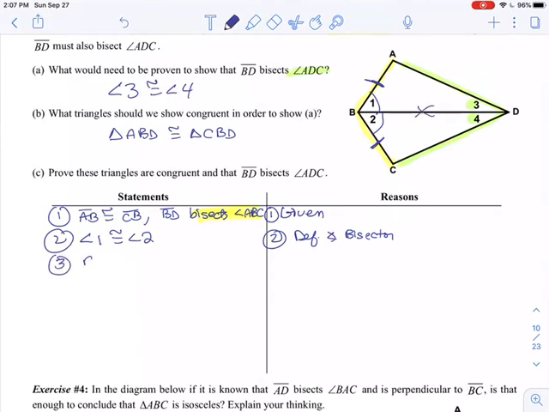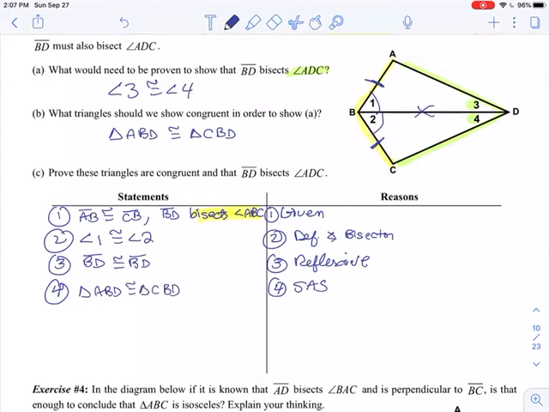Now remember, I'm first trying to prove my triangles are congruent. They share that side in the middle. So I'm going to say BD is congruent to BD, reflexive property. And then I actually have enough to say that my triangles are congruent. The reason that they're congruent is side angle side. So triangle ABD is congruent to triangle CBD.